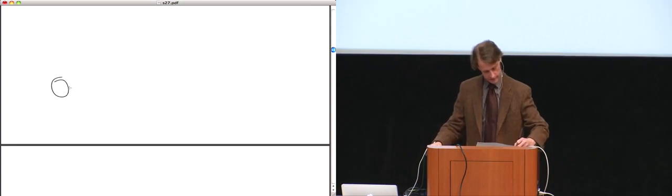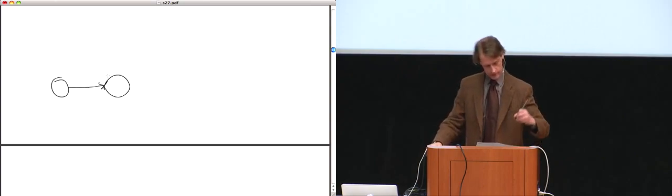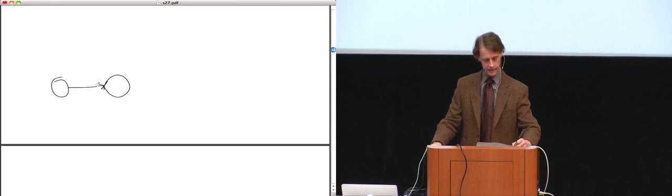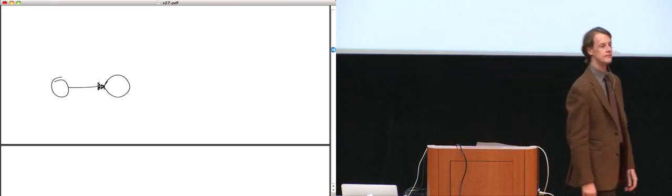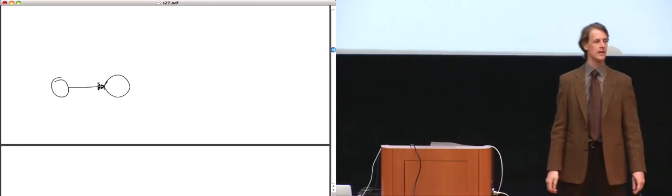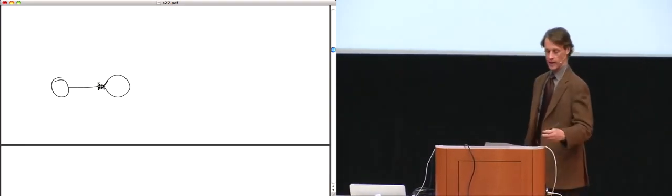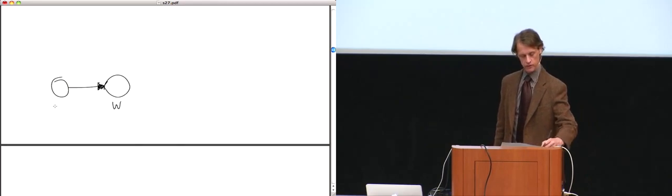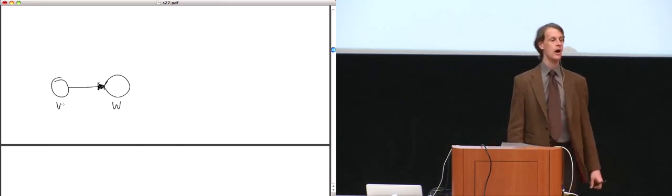All right, let's take a question over here. Can a directed graph be connected but not strongly connected? There you go. That is a directed graph that is connected but not strongly connected. There's no way to get from vertex W to vertex V, so it's not strongly connected.